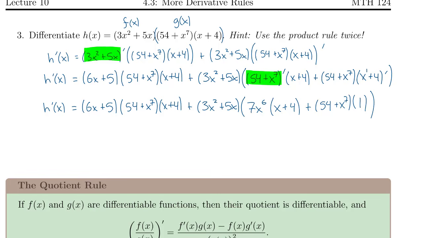In general, you don't need to simplify these derivatives. You can just leave them as they are. If there's an obvious simplification, then that's okay, but don't spend too much time messing with simplification.